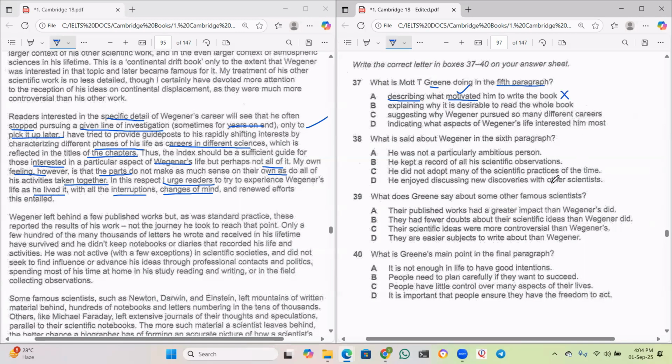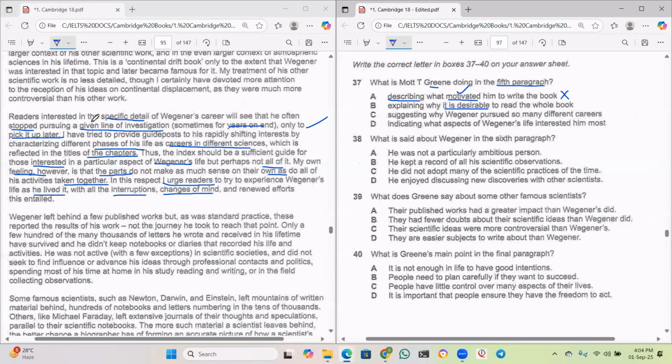Next, B, explaining why it is desirable to read the whole book. Is he explaining why it is desirable? The reason to read this book, why it is desirable to read the book.